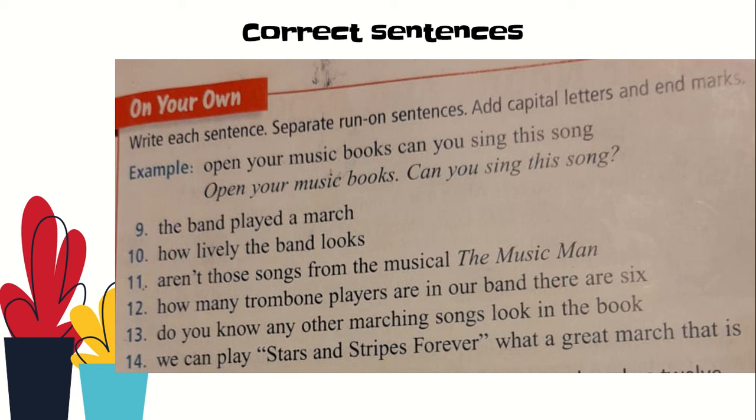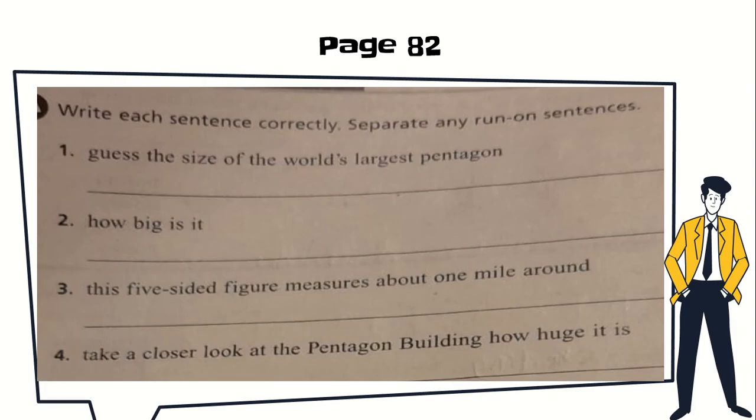How many trombone players are in our band? There are six. Do you know any other marching songs? Look in the book. We can play Stars and Stripes Forever. What a great march that is. Okay, please send me the evidence. Now let's go to our Workbook Plus on page 82.